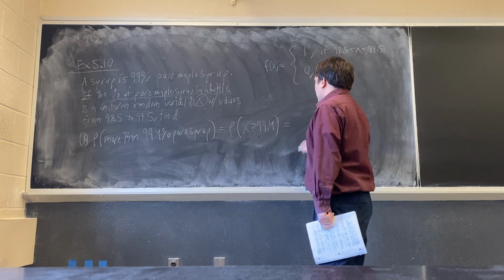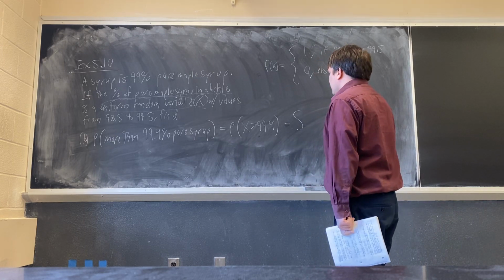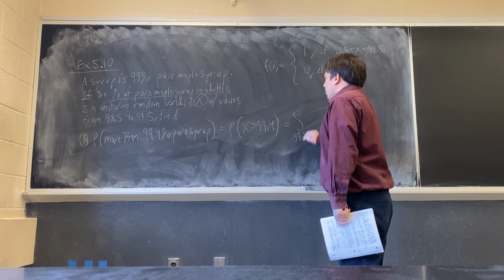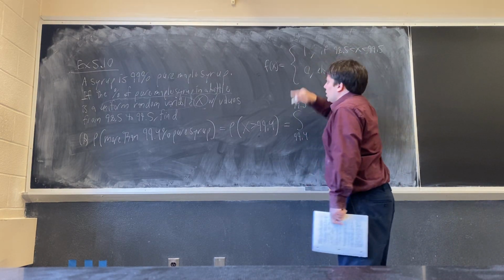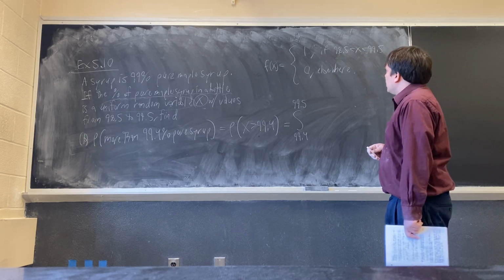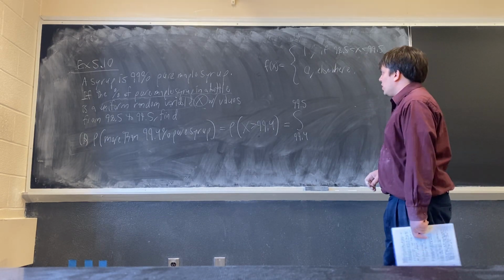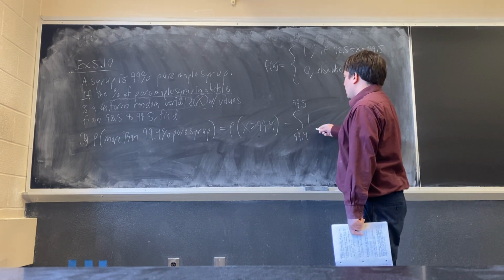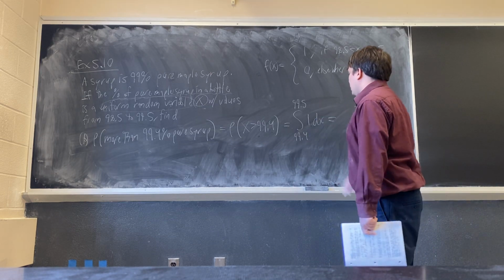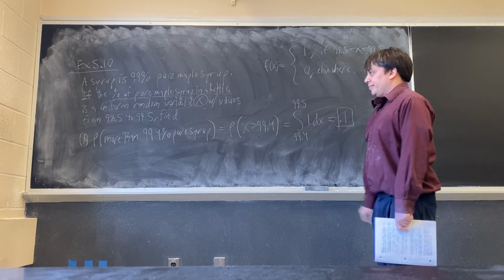And so this is just the integral from 99.4 to 99.5. That's the only place where the probability function is positive for x greater than 99.4. And so f of x is 1, so that's 1 dx. And if you compute that integral, you get 0.1.